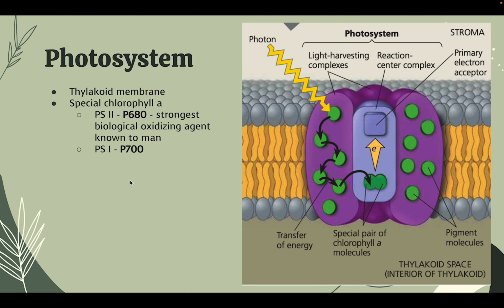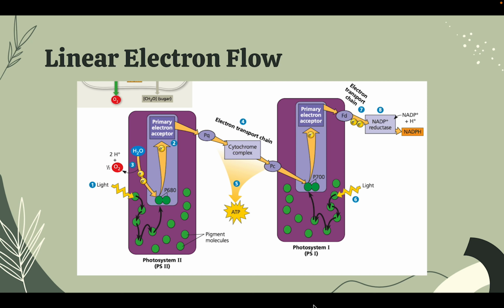All right. Now let's talk about linear electron flow. This is what you're probably going to think of when you think about photosynthesis. We've got our two photosystems, first photosystem 2 and then photosystem 1. Our first step is light coming in, exciting an electron in this chlorophyll. That excited energy gets passed on until the pair of special chlorophyll molecules. There, the excited electron is given to the primary electron acceptor, and that leaves an electron hole in these chlorophyll molecules.